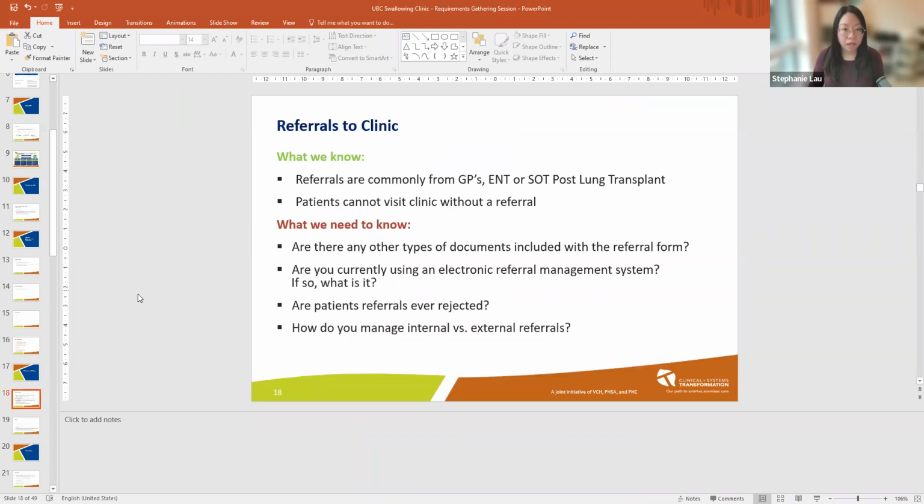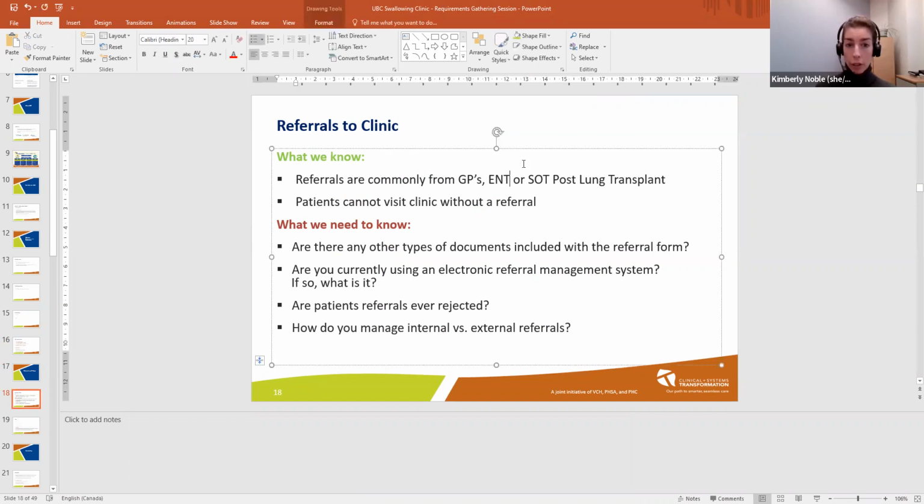All right. So thinking about referrals, my understanding is that the referrals are most commonly from either GPs, ENTs, or potentially also solid organ transplant, especially the post-lung transplant. Also GI refers quite a few too. Yeah, okay. Any other specialties or referral sources that I missed? I mean, other speech pathologists as well from acute care would also send referrals.